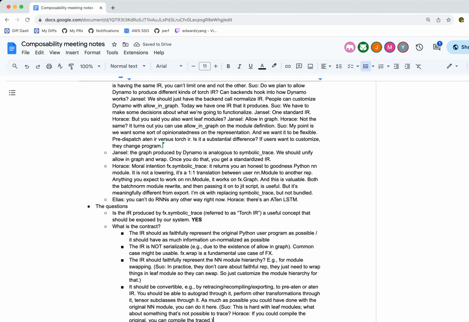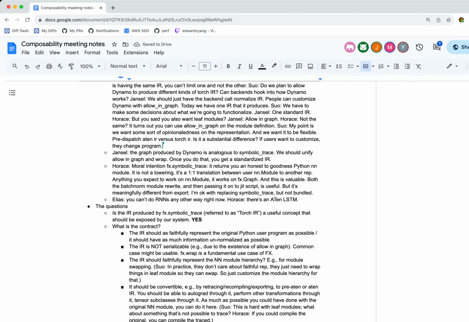Yeah, can you also talk about what the guarantee is around stability of the traced results? Let's say I have the same model, will I always get the same representation every time, no matter which PyTorch version I have? And if I trace it with different inputs, will I always have the same representation?